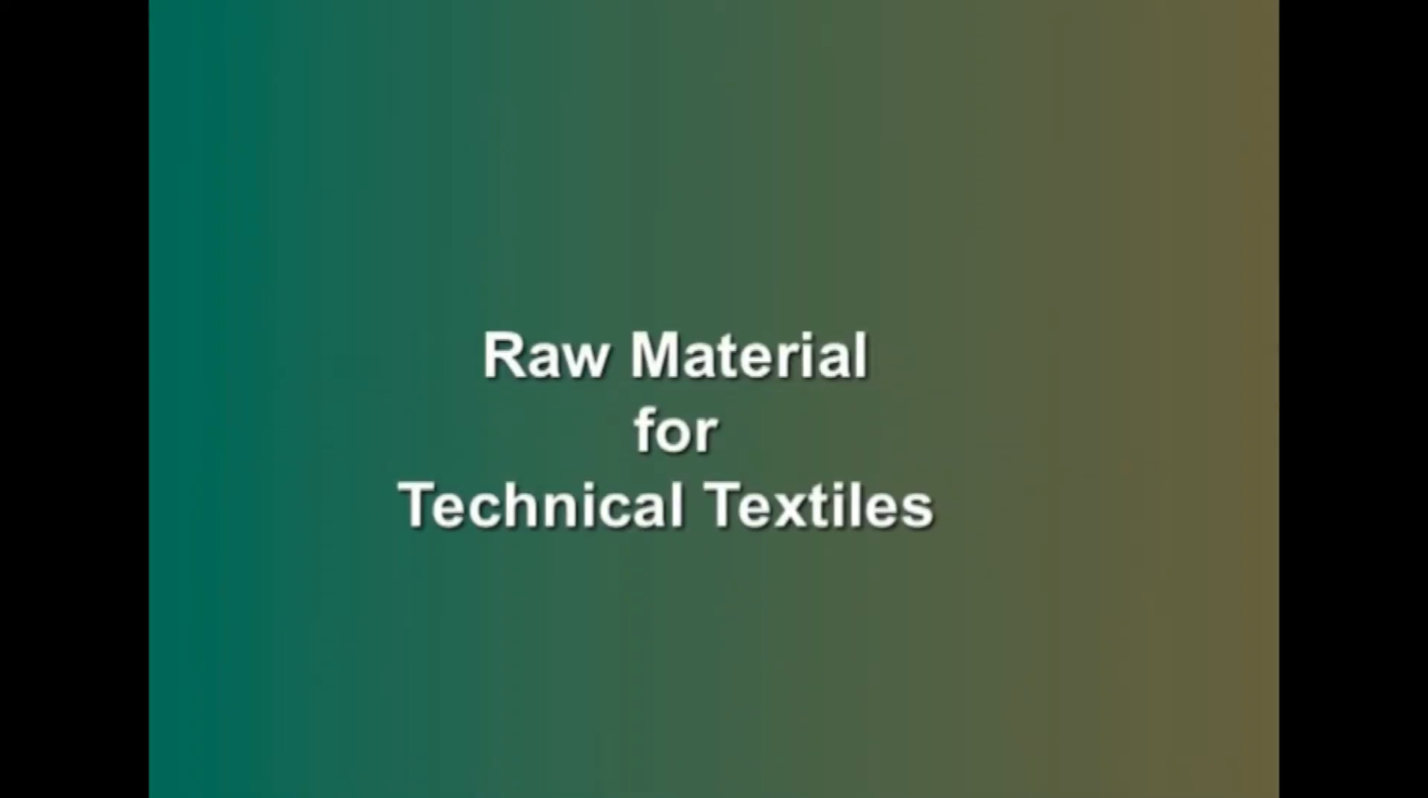Now, let us understand about the raw materials for technical textiles. Technical textiles are manufactured from a variety of fibers and filaments based on the preferred properties of the end product. Generally, all types of fibers can be utilized in the production of technical textiles. The fibers and filaments can be broadly categorized as natural and man-made.